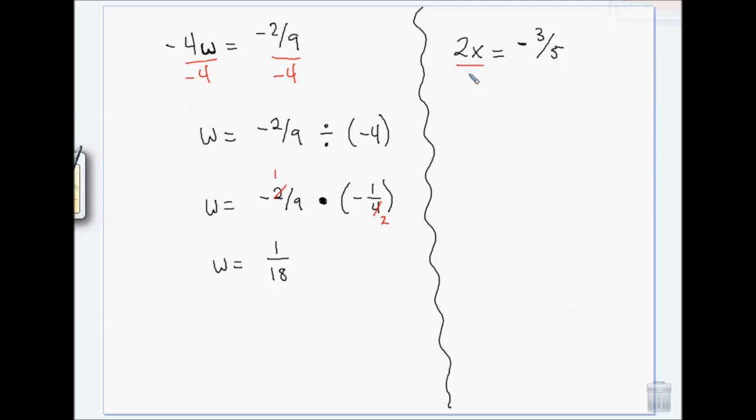So again, we're going to divide both sides by this 2. But this format is really kind of useless to us. So I'll rewrite it as -3/5 divided by 2, which is the same thing as -3/5 times 1/2. And then I multiply. Negative times a positive is a negative, so I have 3 times 1 and 5 times 2.